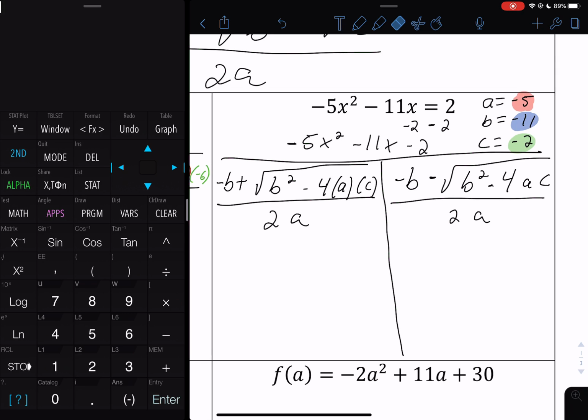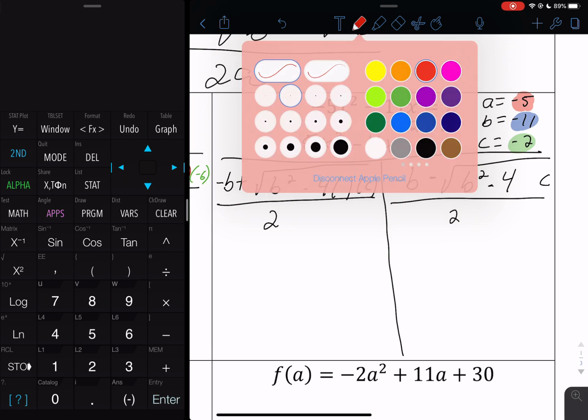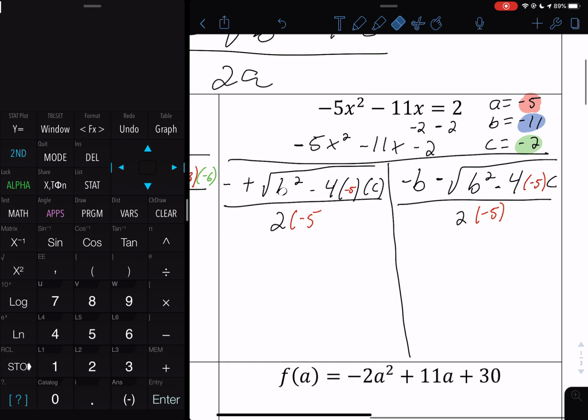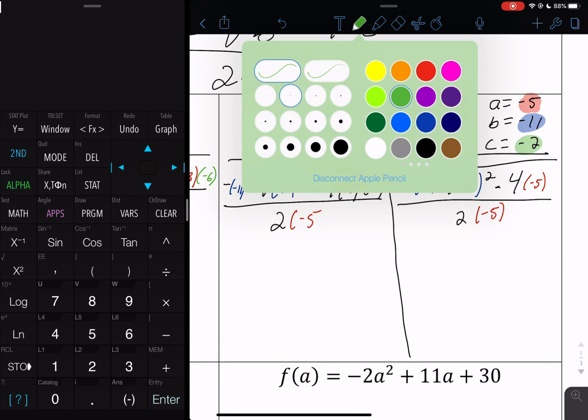So now I'll erase my a's, and I will plug in my a. This time is -5. I'll erase my b's. My b's these times are -11. And I'll erase my c. And my c this time is -2.